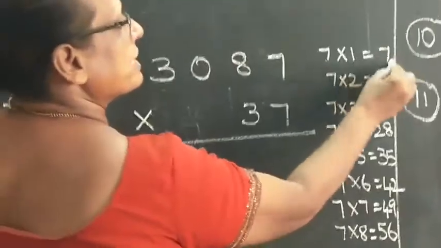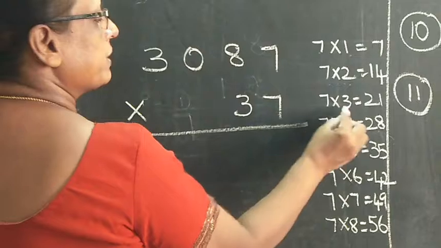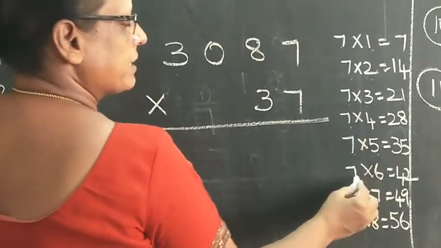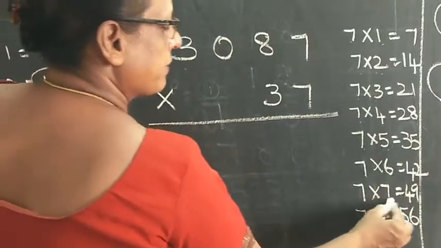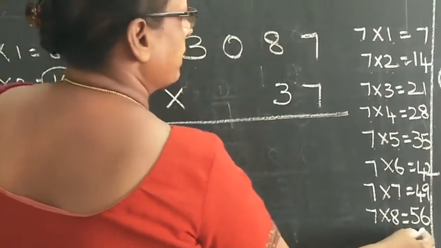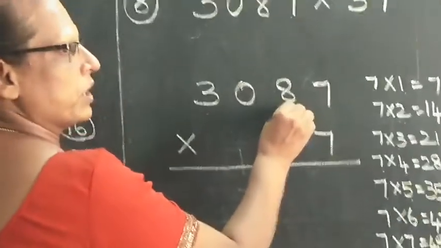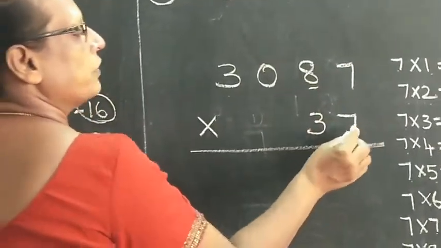7 1s are 7, 7 2s are 14, 7 3s are 21, 7 4s are 28, 7 5s are 35, 7 6s are 42, 7 7s are 49 and 7 8s are 56. Why have I written till 8, children? Yes, 8 is the biggest number. Okay, children? Now we will do the sum.